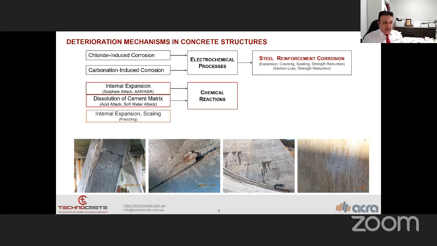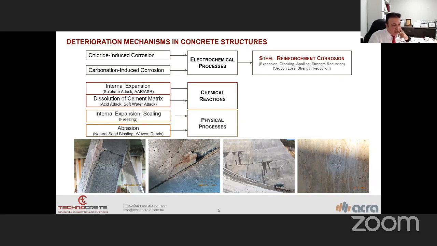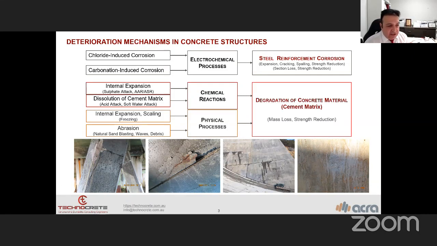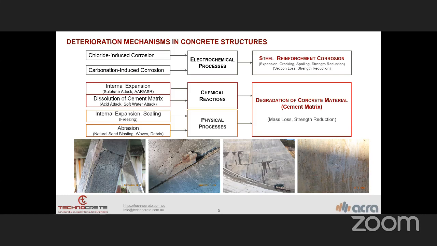And we may have internal deterioration with physical causes, like freezing, or we can have mechanical deterioration, like abrasion, natural sandblasting, waves, and debris. Natural sandblasting means if the structures are close to the coastal area in windy times, we have sands facing the structure and blasting it. Both of them are categorized as physical processes. Then chemical reactions and physical processes both attack the concrete matrix. Then we will have degradation of the concrete matrix, mass loss, and strength reduction.